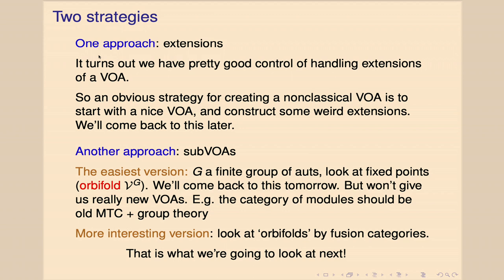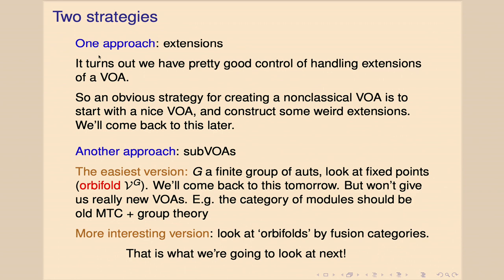And so what we're going to talk about now is orbifolds of nice, friendly, boring VOAs by weird, exotic fusion categories. And the result will be an exotic modular tensor category, and if there's a VOA that corresponds to it, it'll be an exotic VOA. So that's our strategy right now.